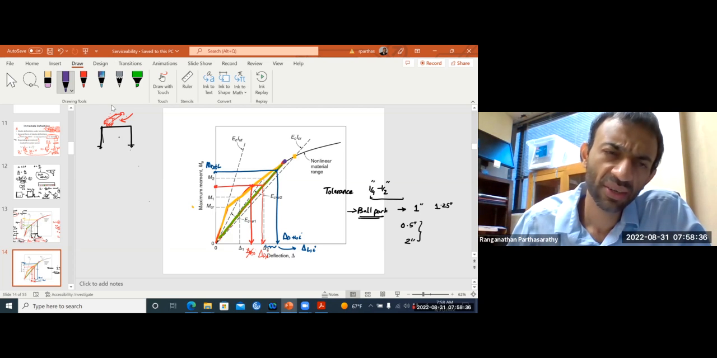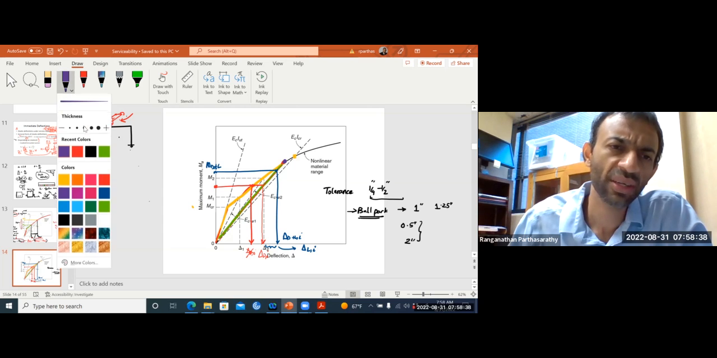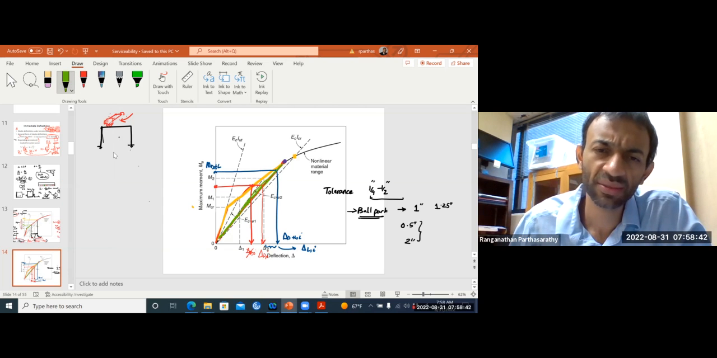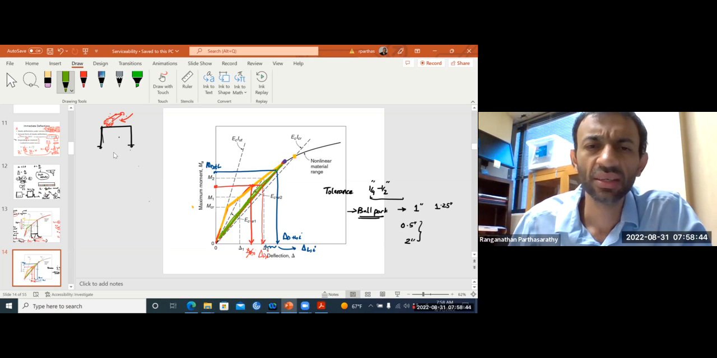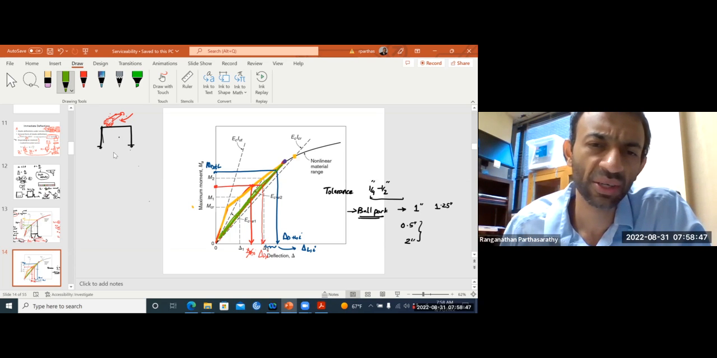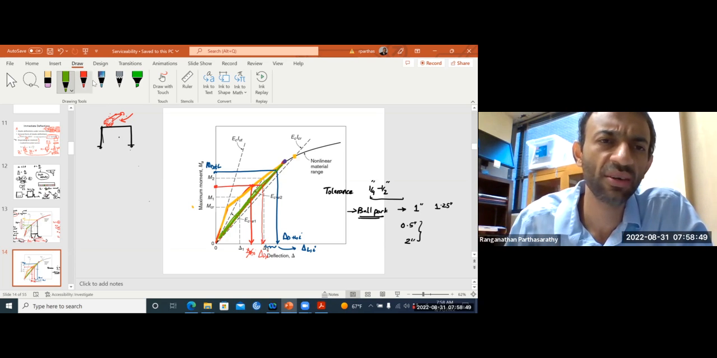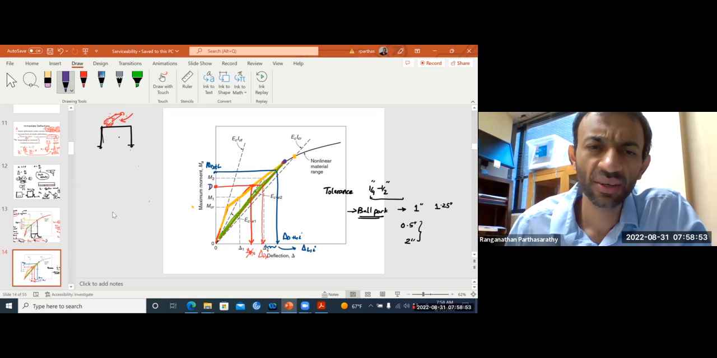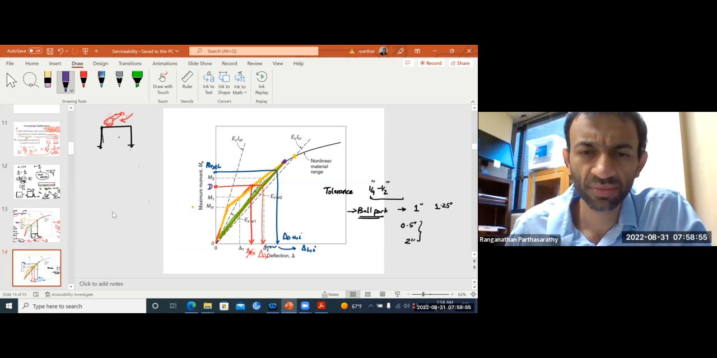Now, since it already got there, from now on it will only go back and forth along this green line. Okay, it's going to be linear. Now, what is your dead load? What point corresponds to your dead load? Let's say here. So this.